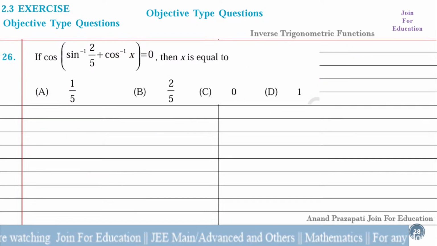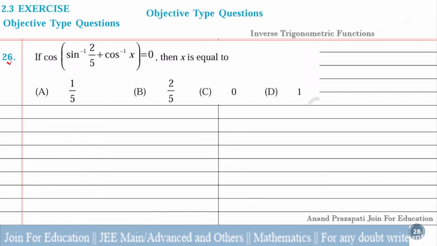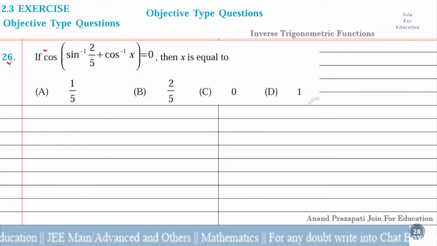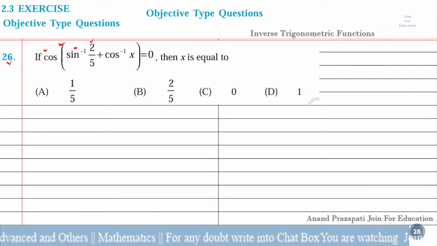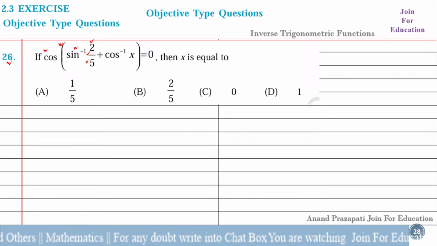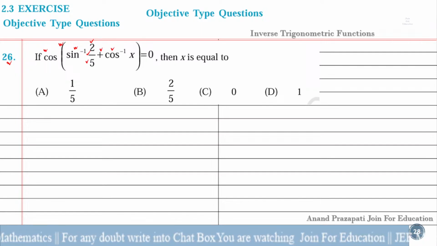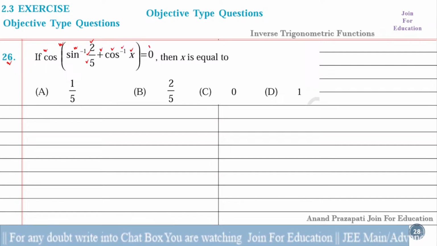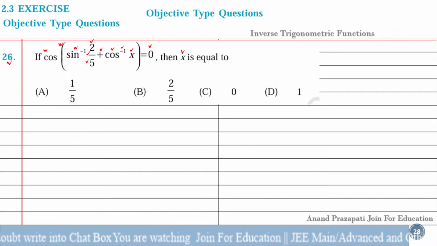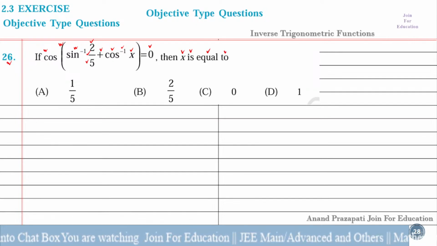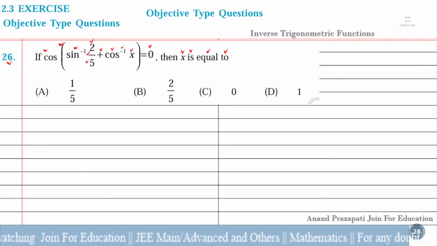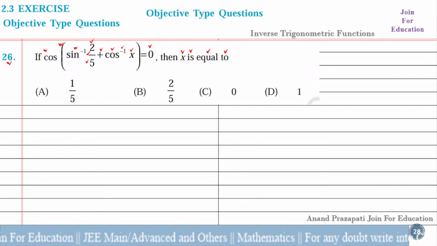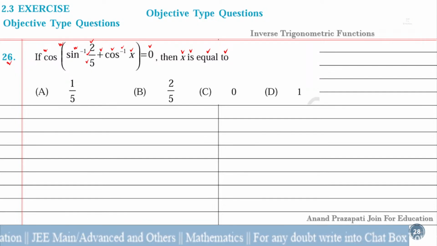Let's see question number 26. In this question, we are asked: if cos of (sin inverse 2 by 5 plus cos inverse x) equal to 0, then x is equal to. After the solution, I will pick out the correct option of this question. Let's see the solution.